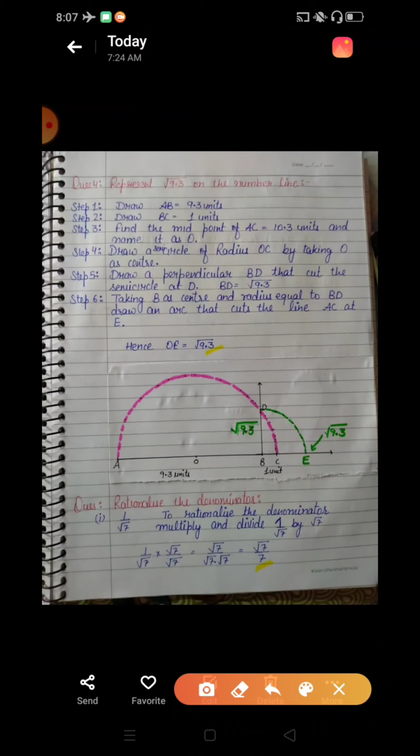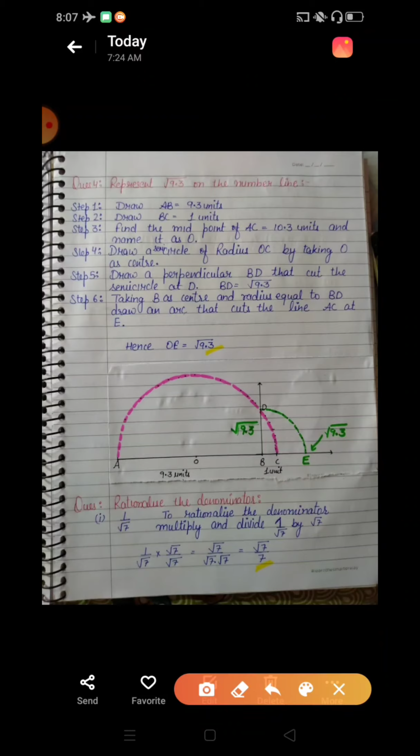So what you have to do, first of all you will draw a line AB equal to 9.3, then you will increase it by 1 unit. So BC is equal to 1 unit. Now AC will become 10.3 units. You will find the midpoint of AC and mark it as point O. Now you will make a semicircle with radius OC. Then you will draw a straight line perpendicular, that is BD. Now measure the length of BD with the help of your compass and make an arc of equal radius which cuts the line at point E. This point E is your value of root 9.3 on the number line.